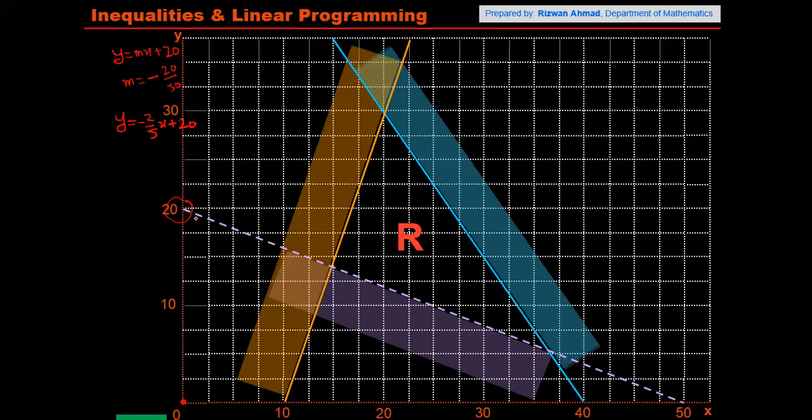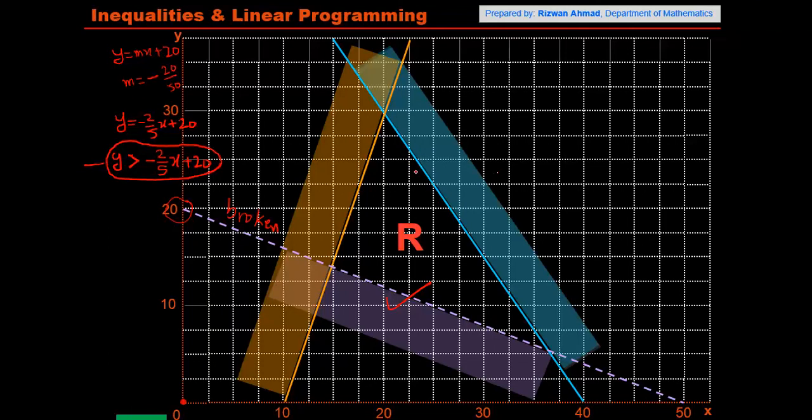So the inequality will be y is greater than, because the region is above this line, so greater than, and no equal sign because this line is broken. Broken line means we don't put an equal sign in that. So it will be y is greater than minus 2 over 5x plus 20. So this is the first answer for this broken line. So this is done.